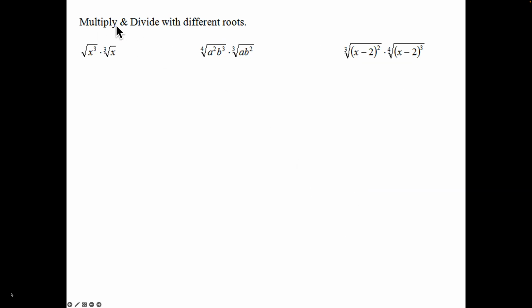Next topic, multiply and divide with different roots. Okay, now there's 2 approaches to these problems. One's difficult and one's easy. Authors always do the difficult one. All right, they want you to use fractional exponents. So because my 2 roots are the same, I can't technically multiply them inside. So what the authors will tell you to do is say, hey, change this to a fractional exponent. X to the 3 halves and x to the 1/3.